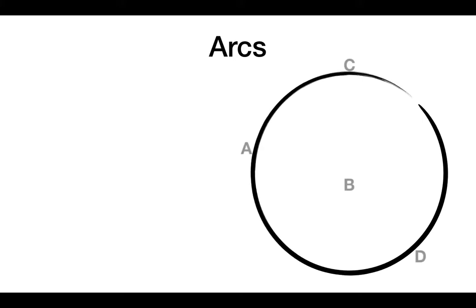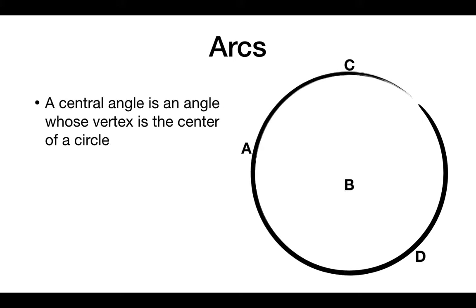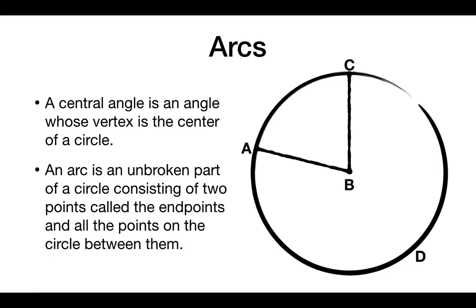Now let's talk about arcs. Now an arc is basically a part of a circumference. So here's our circle. The central angle, let's start with that, is an angle whose vertex is, well, the center of the circle of all things. The central angle goes from the center. Now, an arc is an unbroken part of a circle consisting of 2 points called the endpoints and all the points of the circle in between them. Basically, an arc is an unbroken part of the circle that goes from one spot to another. So it's not the whole circle, it's basically a part of the circumference.